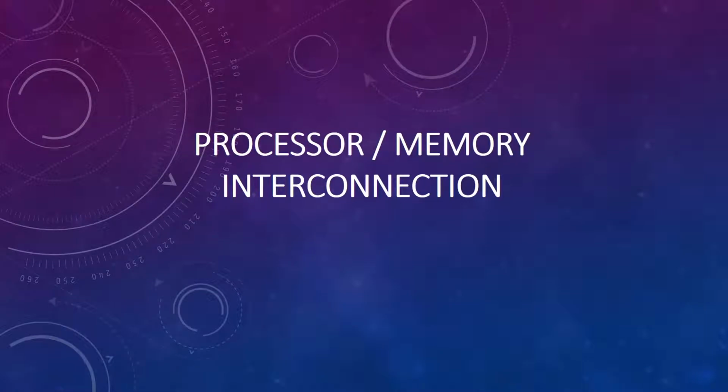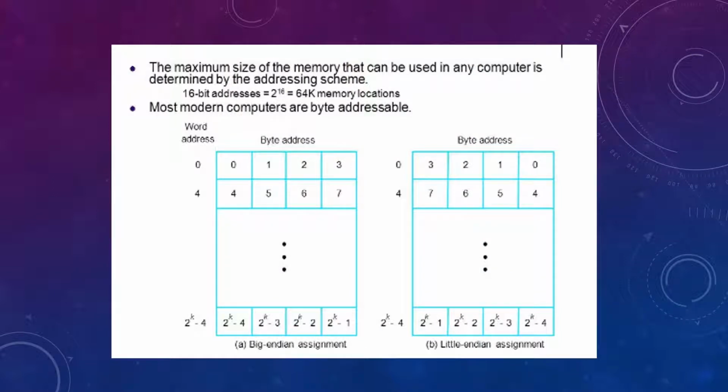Processor-memory interconnection. Hello, in the previous lectures, we discussed the processor and memory separately. Here, we are trying to understand the interconnection of CPU and memory. In the computer, the size of memory is determined by the addressing scheme. The address space of a computer represents a size, that is, the number of addressable memory locations.